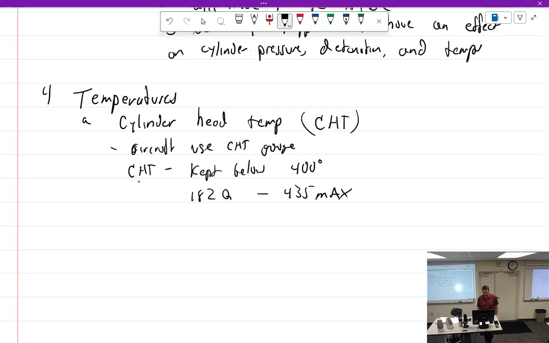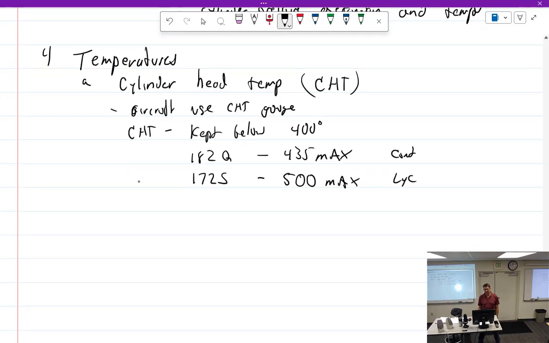The Cessna 172S, which runs an IO-360, says you better keep that to 500 max. So this is a Continental up here, and this is a Lycoming here. A big difference. I say that's where I want to be, but that's pretty close to 435. And of course, remember, that depends on where your temperature probes are. Are they spark plug probes, or bayonet type that screw into the cylinder? Are they on the top or on the bottom?